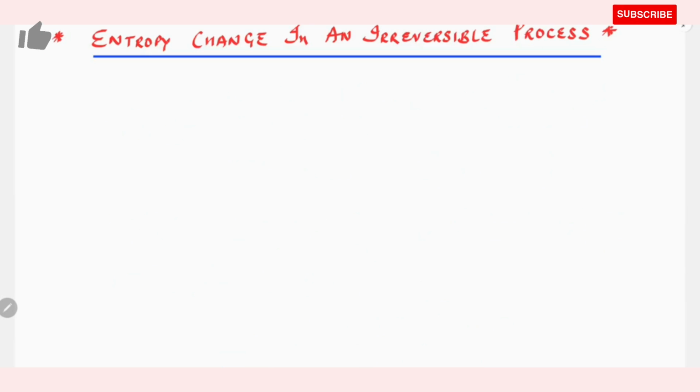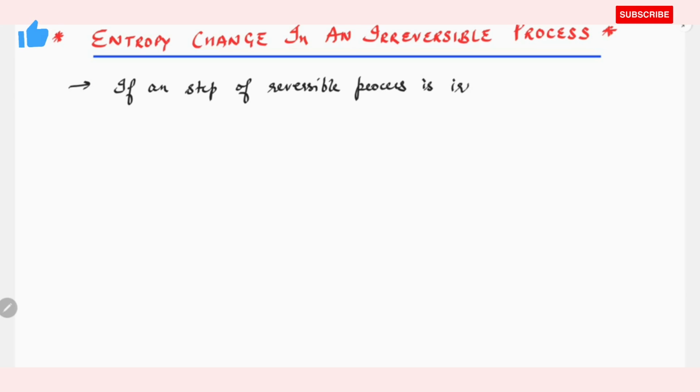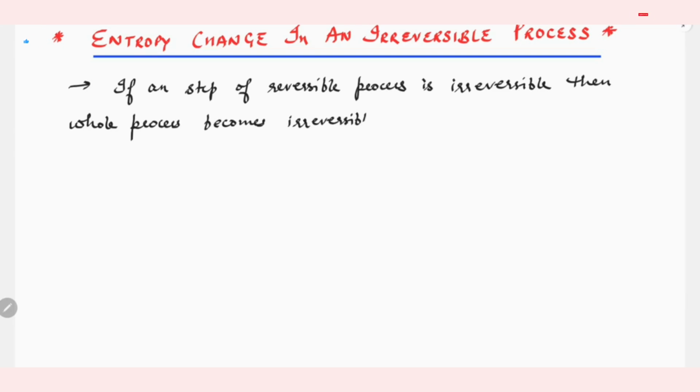Now, moving on to the entropy change in an irreversible process. First of all, note that if a step of a reversible process is irreversible, then the whole process becomes irreversible. It is true in case of any cyclic process.